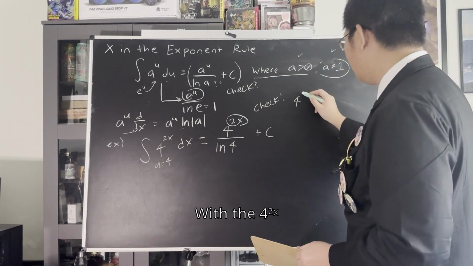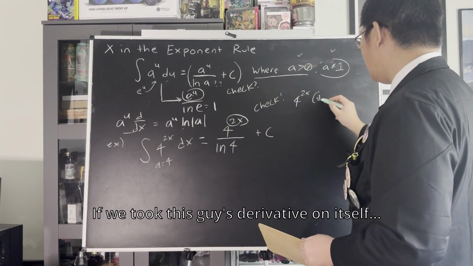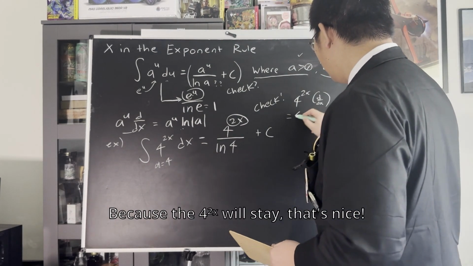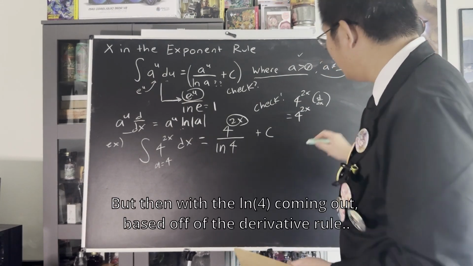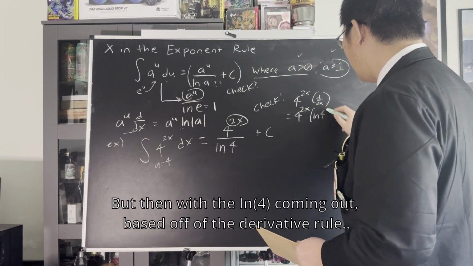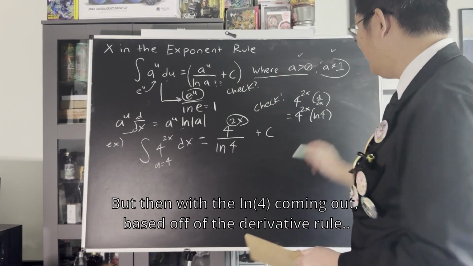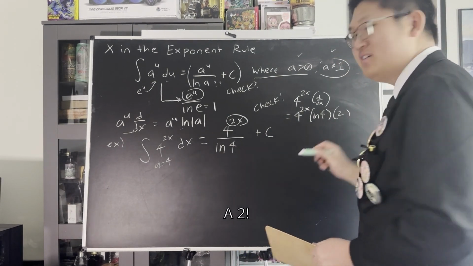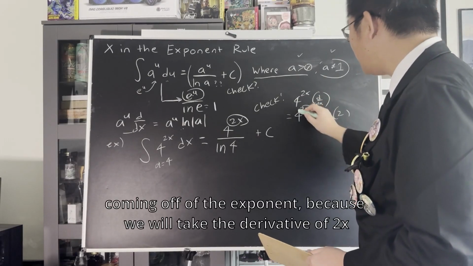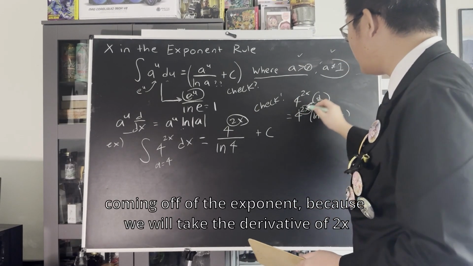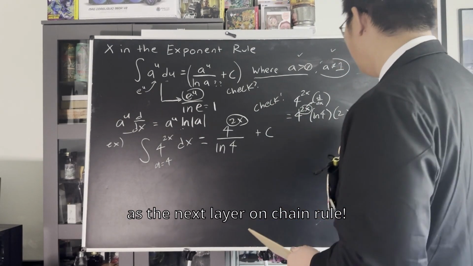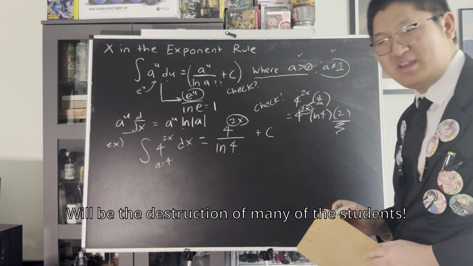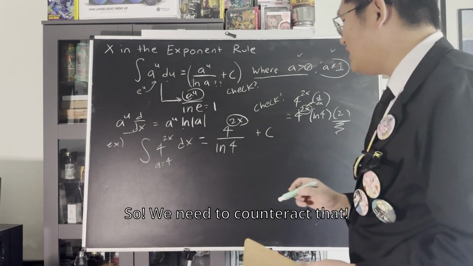With the 4 raised to the 2x power, if we took this guy's derivative on itself, it's going to give us some problems. Because the 4 to the 2x will stay, that's nice. But then with the natural log of 4 coming out, based off of the derivative rule, that's also fine. But we have a 2. A 2 coming off of the exponent, because we will take the derivative of 2x as the next layer on chain rule. This guy, that will be the destruction of many of the students. So we need to counteract that.